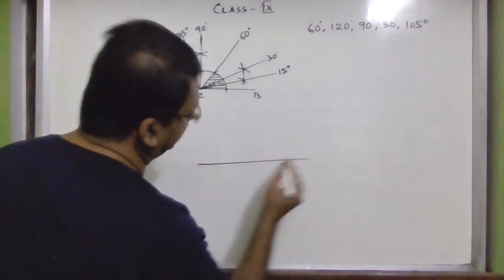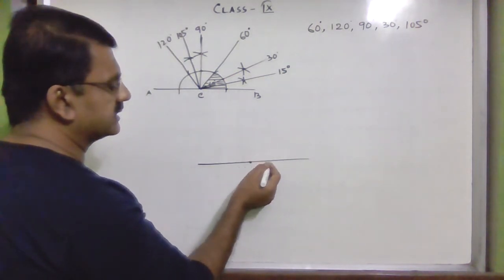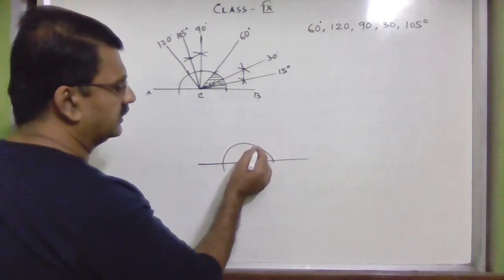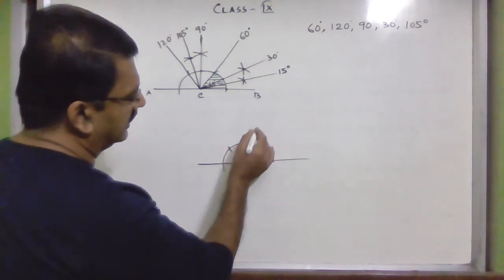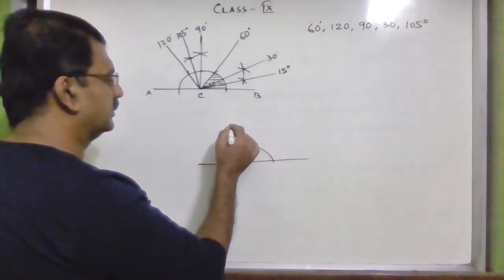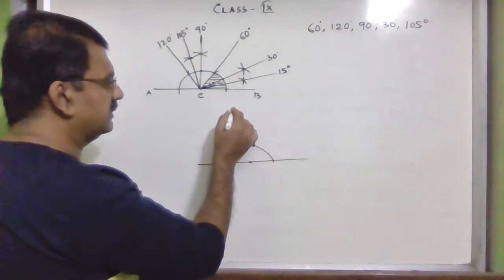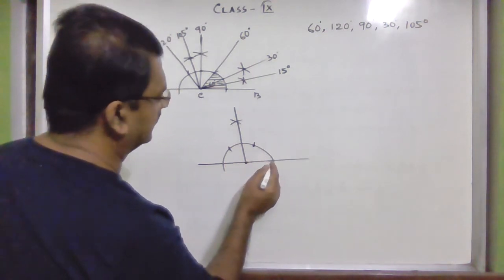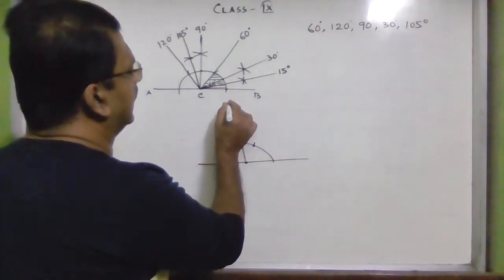So there is a line, a point. Now with a suitable radius and this point as the center, you draw an arc. Now with the same radius, you draw an arc here, and taking this point as the center, you draw an arc here. Then with this point as the center, you draw an arc here, and this point as the center, you draw an arc here. Simply you see, we have drawn the 90 degree angle. Now this is nothing but 90 degrees.